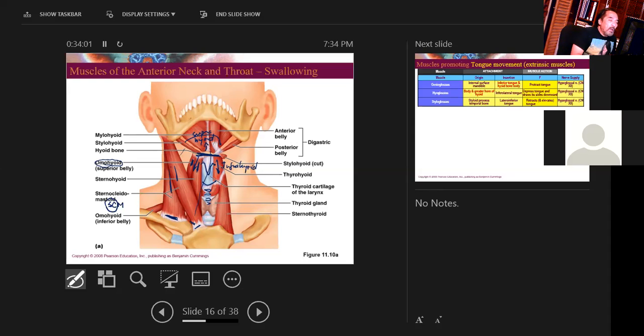Now, why did they call the one parallel to that, on this side, omohyoid? Because omo means scapula, and then it goes to the hyoid bone. So it actually came from the scapula. If you trace that omohyoid, it exits out here again. That's the reason why we call it omohyoid, because it has to go into the scapula.